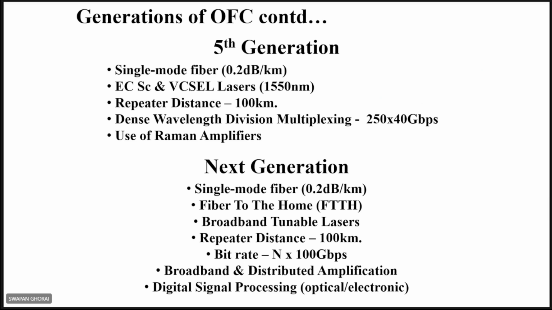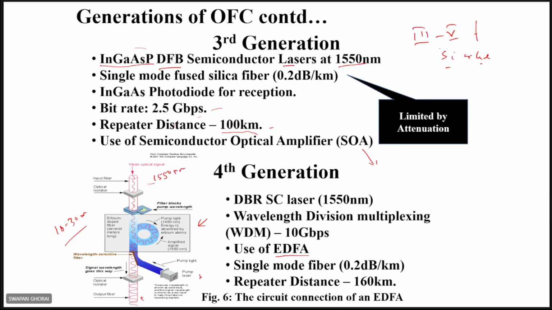Fifth generations, as I told you, several generations have also been developed. Here, a special type of laser, vertical cavity surface emitting lasers, are there at the same wavelength, 1550 nanometers. And here, the DWDM system, most important is the DWDM systems. WDM systems were used in the fourth generation, with different wavelengths.